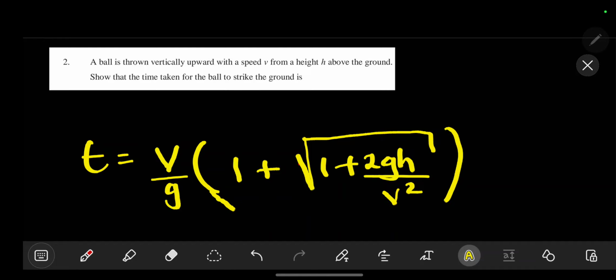So the question says that, we are continuing on free fall. The question says that a ball is thrown vertically upwards with speed v from a height h above the ground. Show that the time taken for the ball to strike the ground is this. So it is thrown from a height h.